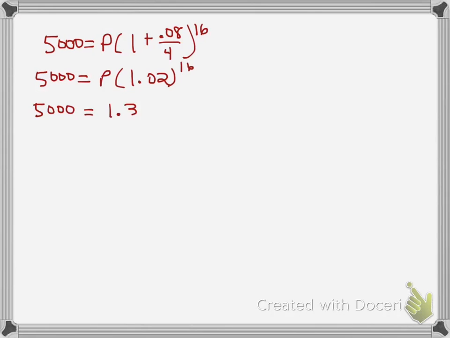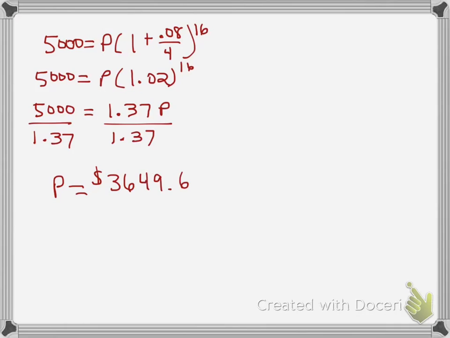So this becomes 5,000. And when I raise 1.02 to the 16th power, I get around 1.37. So this is just 1.37 times P. Divide out your 1.37 to both sides, and you're going to figure out what your starting principal amount was. And it is about $3,649.64. And that's how you solve for a principal when given these types of situations.